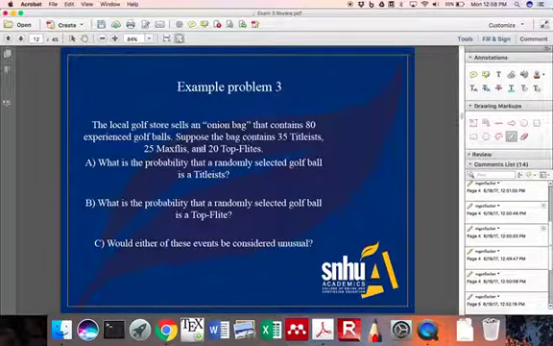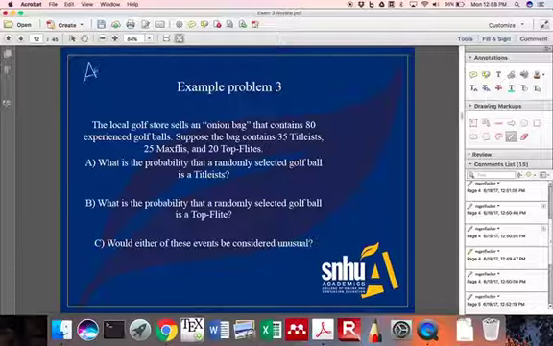So we have 35 Titleists, 25 Max Flies, and 20 Top Flites. What is the probability that a randomly selected golf ball is a Titleist? Same question, is a Top Flite. Would either of these events be considered unusual? Try this problem, stop the video, and then see what I have to say.